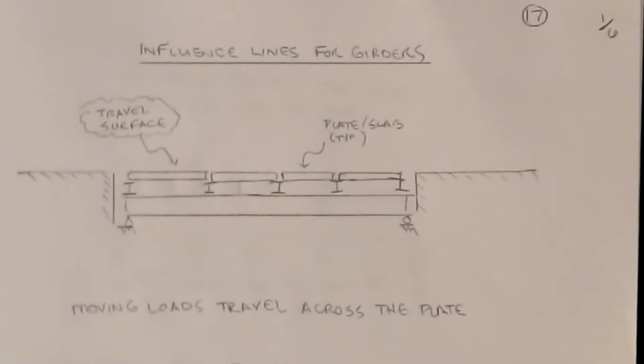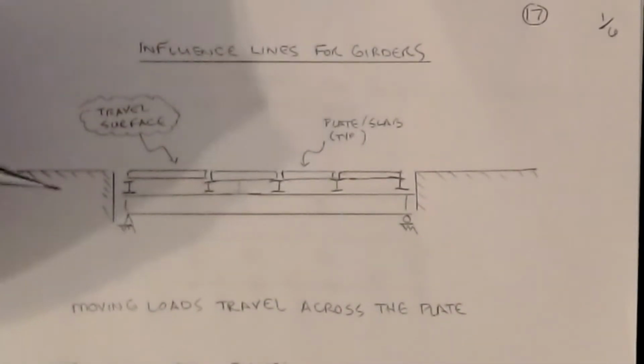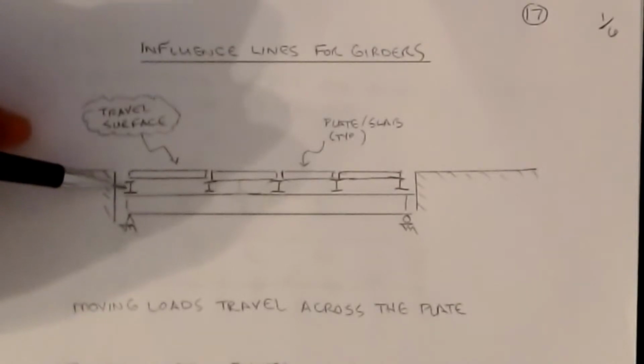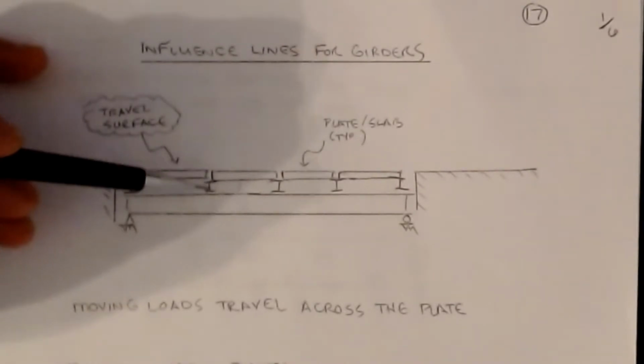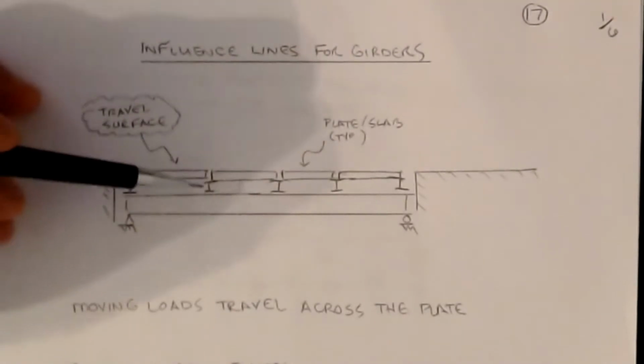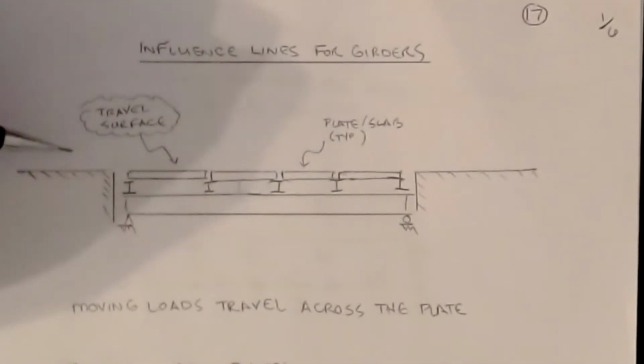When looking at influence lines for girder systems, we first need to define what a girder is. Basically, a girder is a member that carries other members, which may in turn be supporting other members. In our example for today's lecture, we're going to look at a simple basic girder that is supporting, in this case, 5 beams located at these I-beam location marks across the top, and on top of that is some sort of slab or plate, which is now the travel surface.